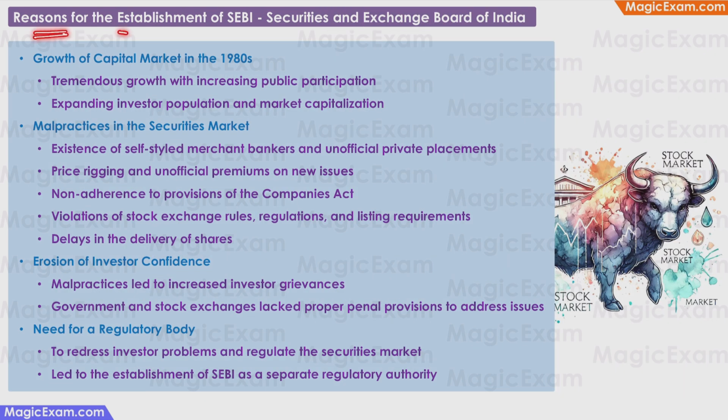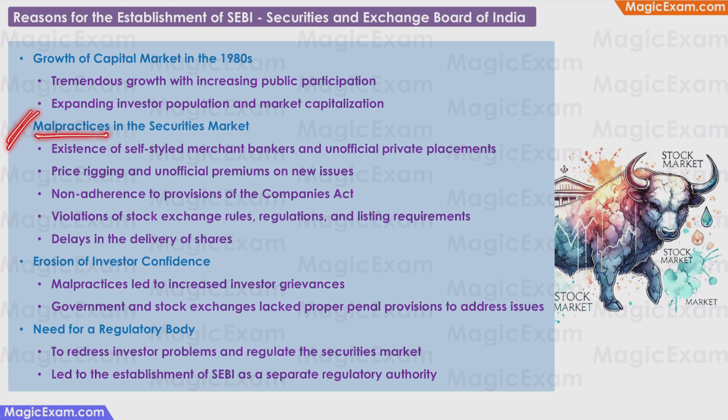What were the reasons for the establishment of the Securities and Exchange Board of India or SEBI? In the 1980s, the Indian capital market saw rapid growth. There was a huge rise in public participation and the investor base expanded significantly, leading to a sharp increase in market capitalization. In other words, there was a huge boom in the stock market. But this boom had its own downsides. There were several issues and malpractices that occurred during this period.